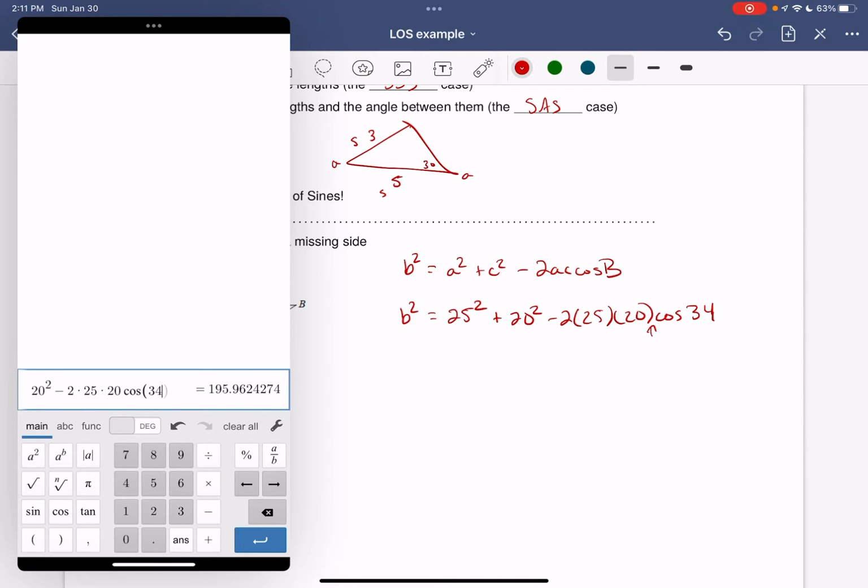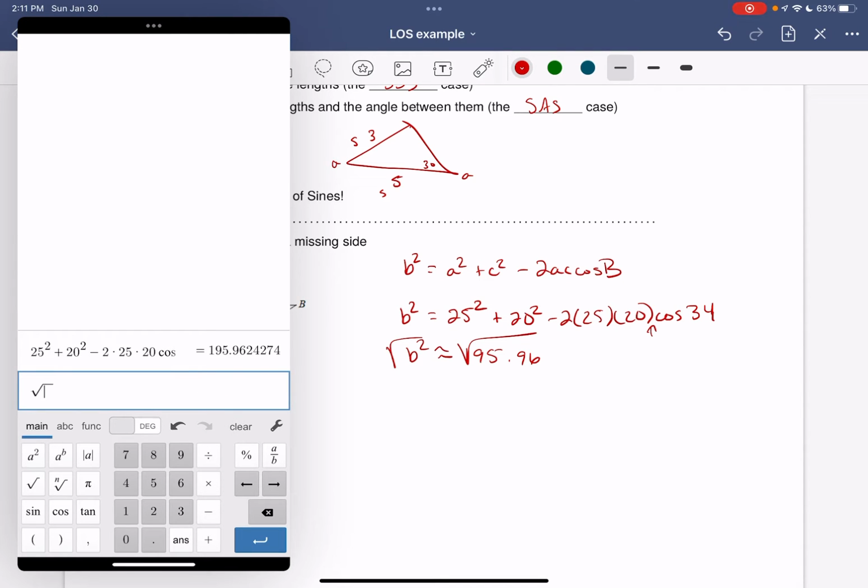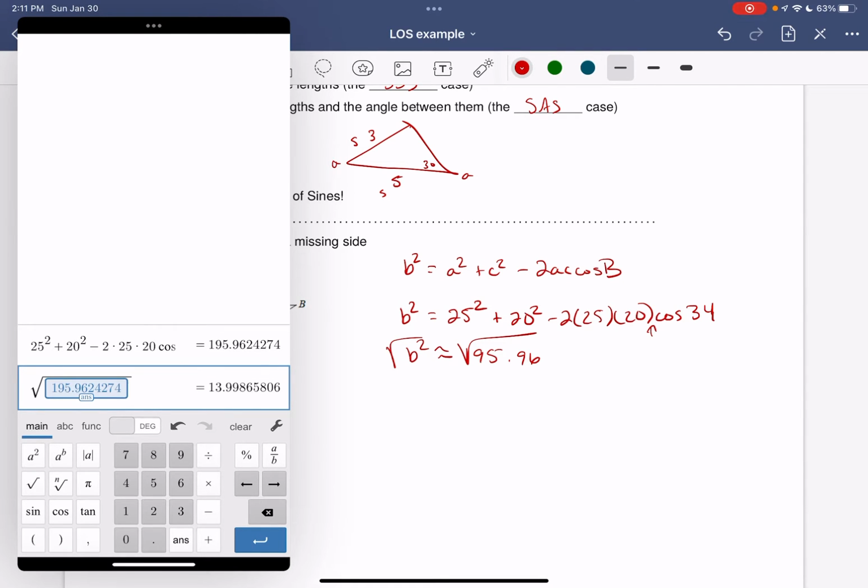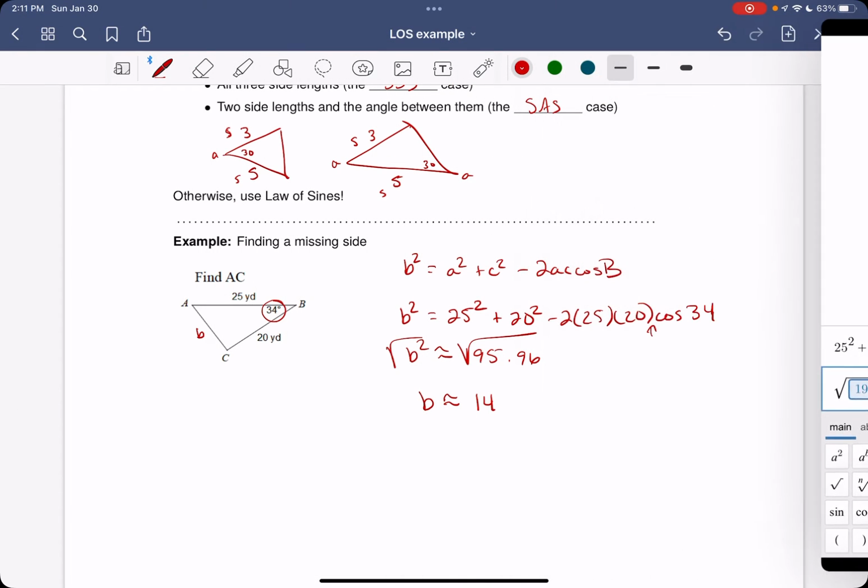And so we get that B squared is just about 195.96. And we'll take a square root of both sides to see that B is just about 13.998. If I were to round that to the nearest tenth, that would be 14. So B is just about 14 using the law of cosines.